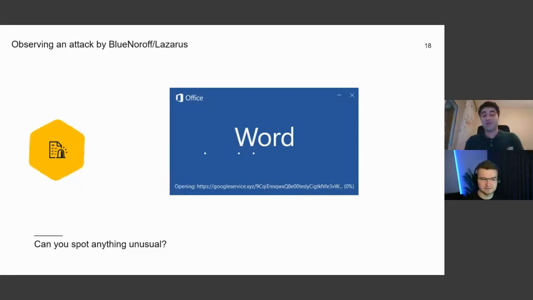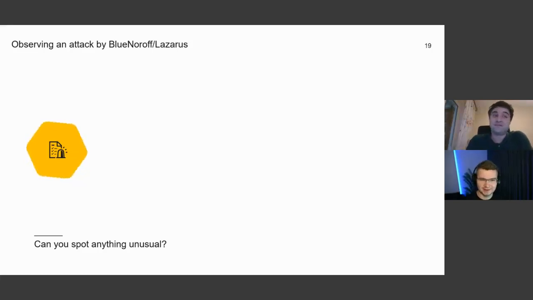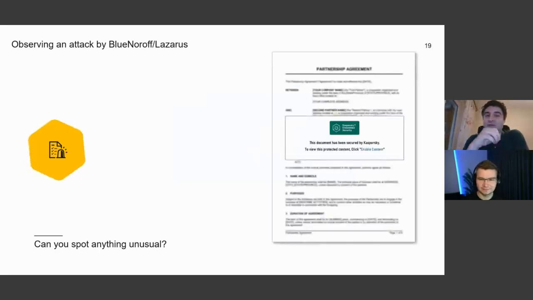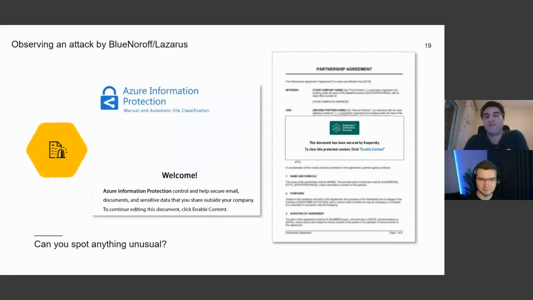Actually, this splash window appears for all kinds of documents that you're loading. But you can see something unusual here. For a brief moment, it says opening HTTPS and then some weird-looking domain which ends in XYZ. It's a Google service. It's legit, isn't it? XYZ, Google service. This is kind of suspicious. But even with that suspicion in mind, you get presented with another page.